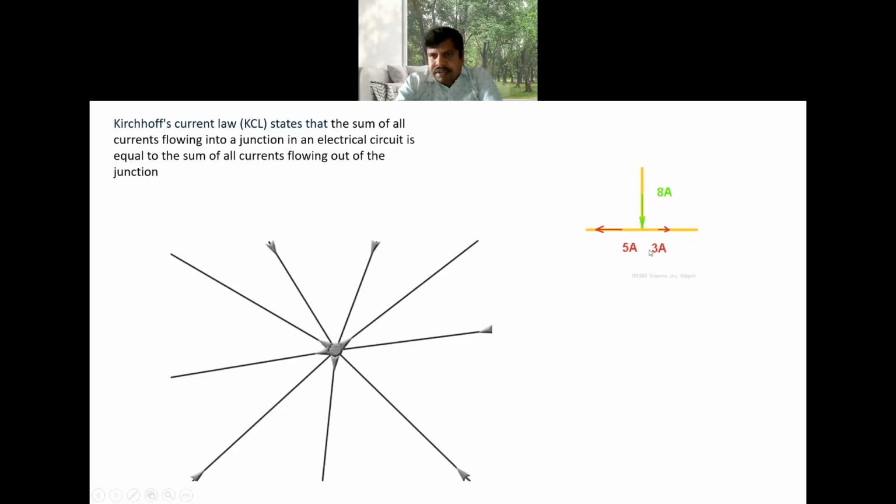For example, if we consider this particular second figure, there is a junction. At that junction, 8 amperes current is flowing downwards and 5 amperes going to the left and 3 amperes going to the right. So here 8 is equal to 5 plus 3. Incoming current is equal to outgoing currents. Okay, this is the basic principle of Kirchhoff current law. Kirchhoff current law can also be stated as the algebraic sum of the currents at a particular junction is equal to 0.